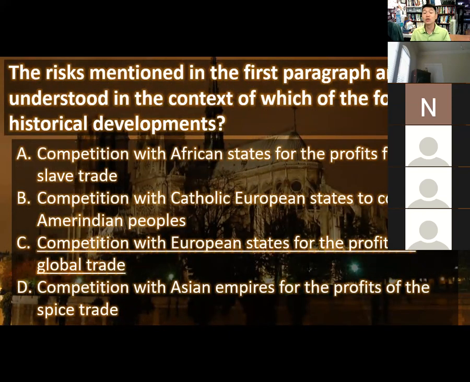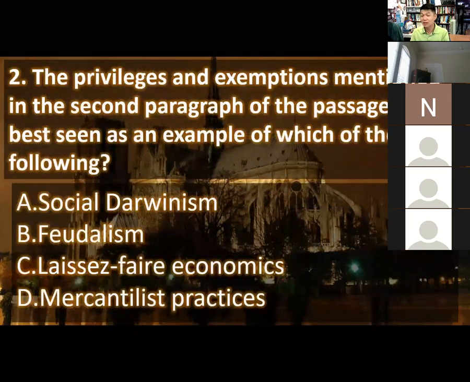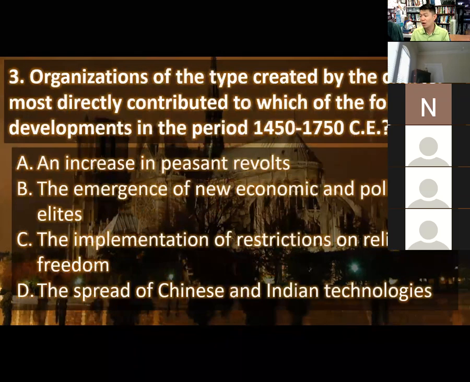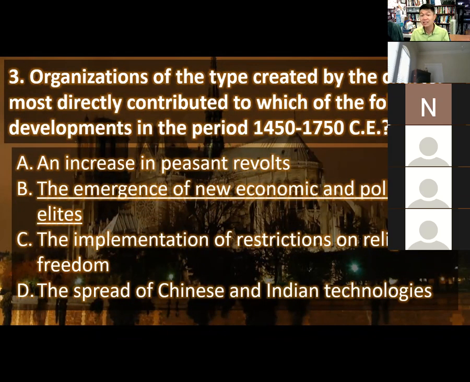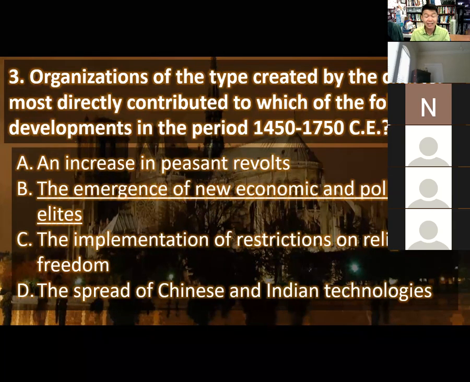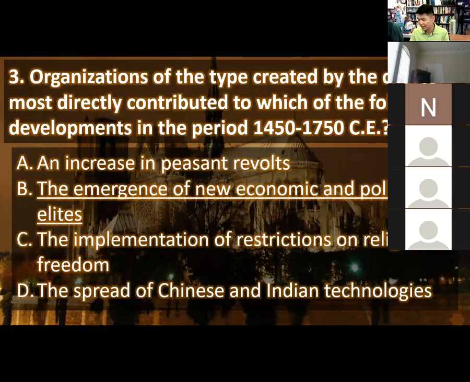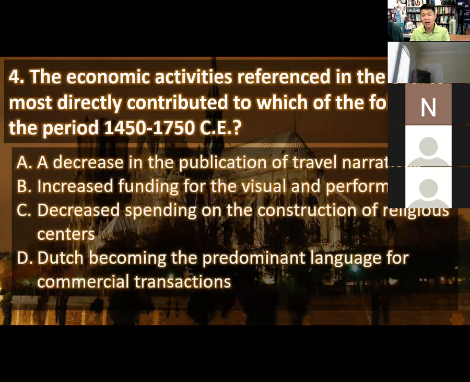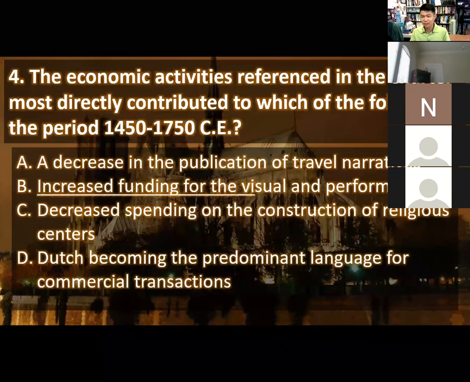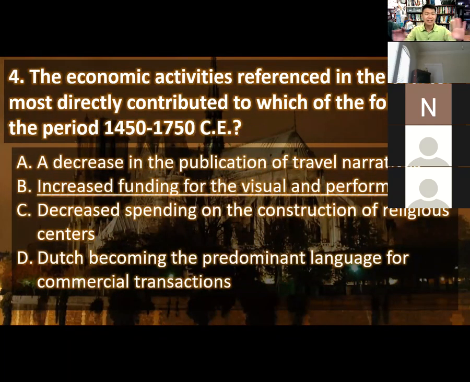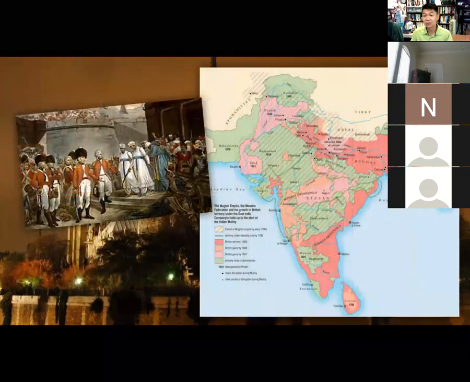So competition for European states, which most of you guys got there. That's a hard question. You guys actually got that relatively well. Mercantilist policies, the emergence of new economic and political elites that come about from this, the new middle class, the European city dweller, and the gentry. This one was the most troublesome. It's funding for visual and performing arts, but again, this one's not a big deal. In terms of getting these answers correct, you guys actually did a pretty good job. So, all right, excellent work.